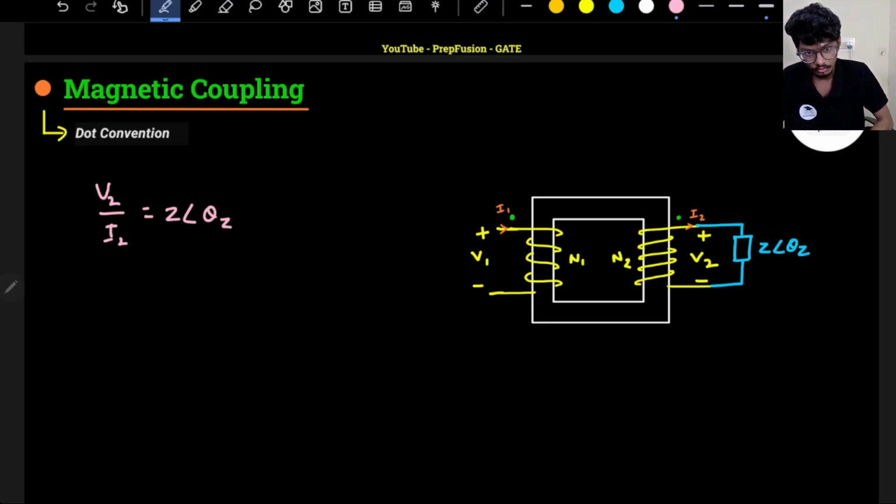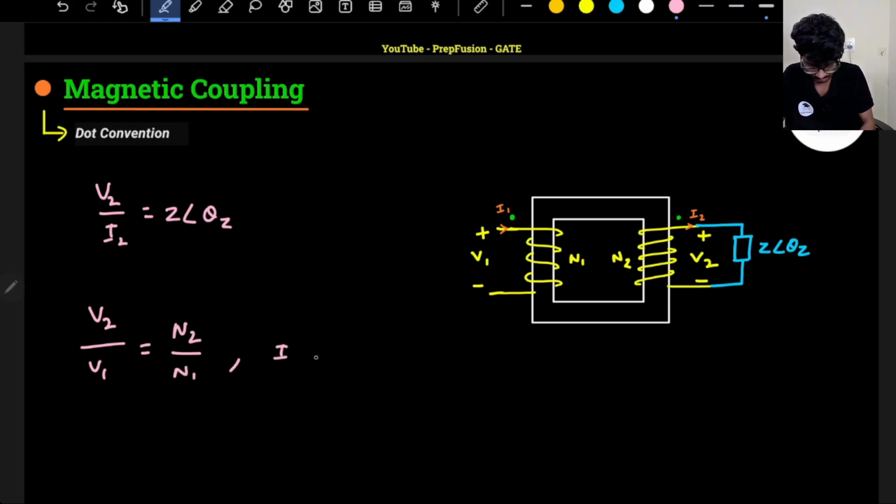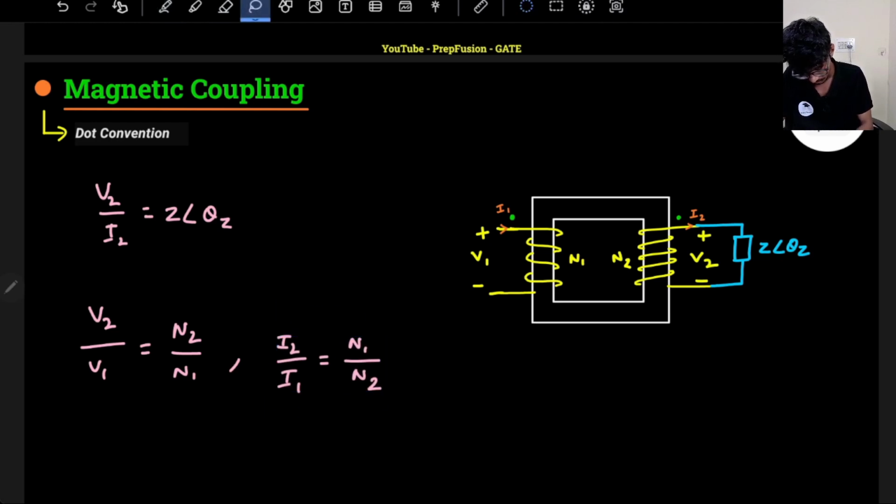I know that we have already derived the transformer, and currently it is an ideal transformer. If it is an ideal transformer, I know the induced EMF and the applied EMF are the same. So V2 by V1 will be equal to N2 by N1, and I also know that I1 by I2 is also equal to N2 by N1, or let's write it otherwise, I2 by I1 equals N1 by N2.